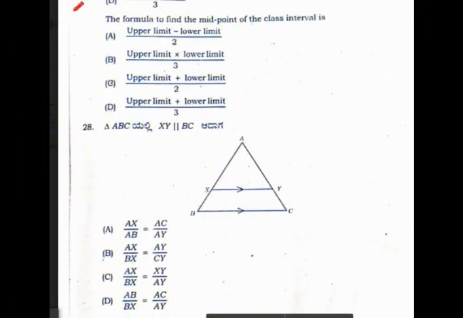Moving on to the 27th question. 27th question is the formula to find the midpoint of the class interval is. Correct option is C because upper limit plus lower limit by 2 will be the midpoint of the class interval.